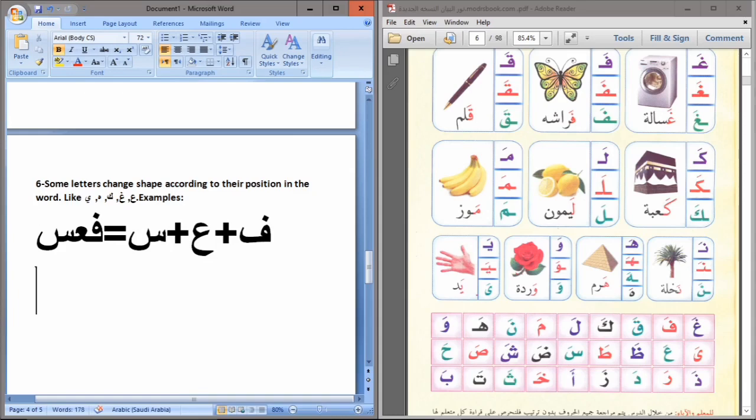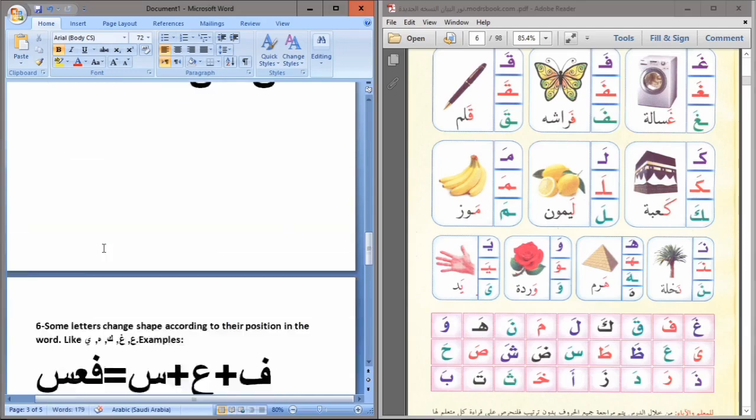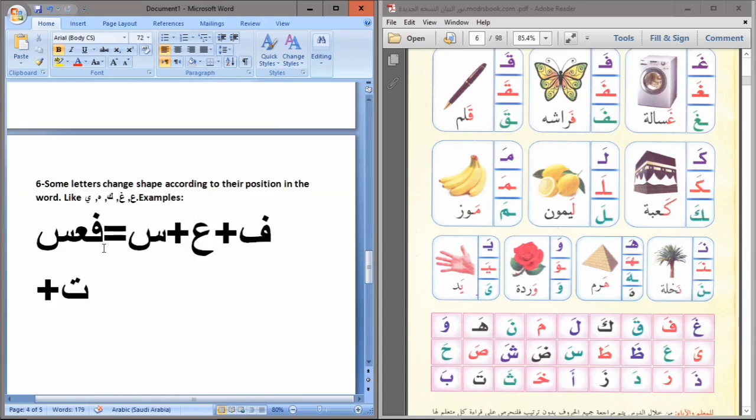Let's take another example. Say we have Ta plus, let's take one of these letters in the middle. Let's say Ha, for example, and then let's add it with Dal. So in this, it will look like this: Ta, Ha, and Dal. Look at how the letter changes in the middle. The same thing applies with this here, as you can see in the middle.